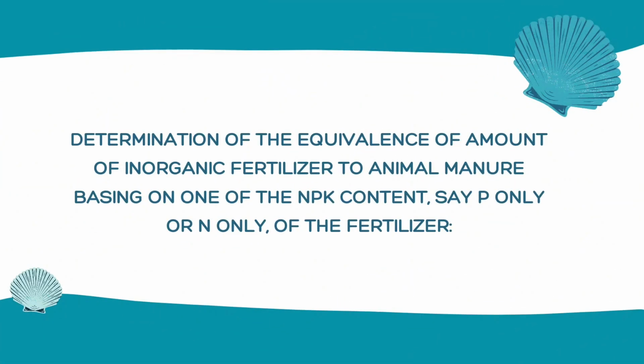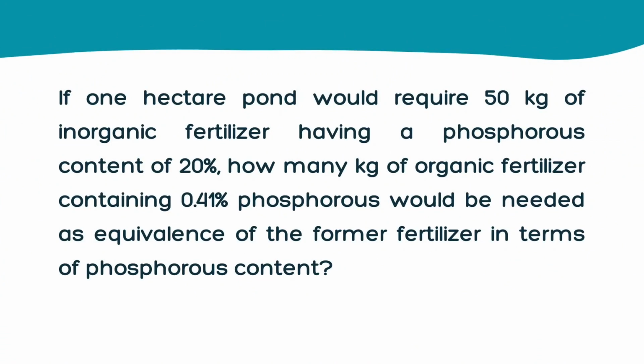Determination of the equivalence of amount of inorganic fertilizer to animal manure basing on one of the NPK content, say phosphorus only or nitrogen only of the fertilizer. So the sample problem is, if 1 hectare pond would require 50 kilograms of inorganic fertilizer having a phosphorus content of 20%, how many kilograms of organic fertilizer containing 0.41% phosphorus would be needed as equivalents of the former fertilizer in terms of phosphorus content?